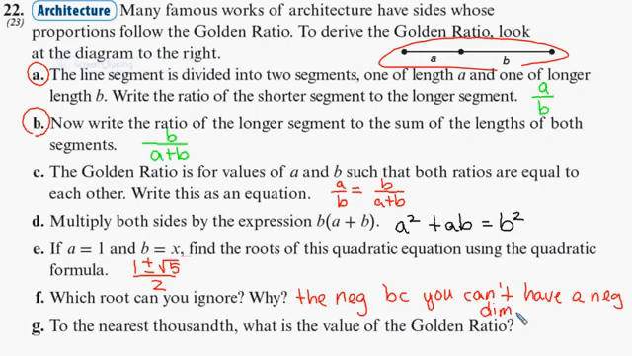Now all you have to do, to the nearest thousandth, is calculate this value. Just ignore the negative one and you should end up with 1.618. Obviously that's approximate, but it's to the nearest thousandth.